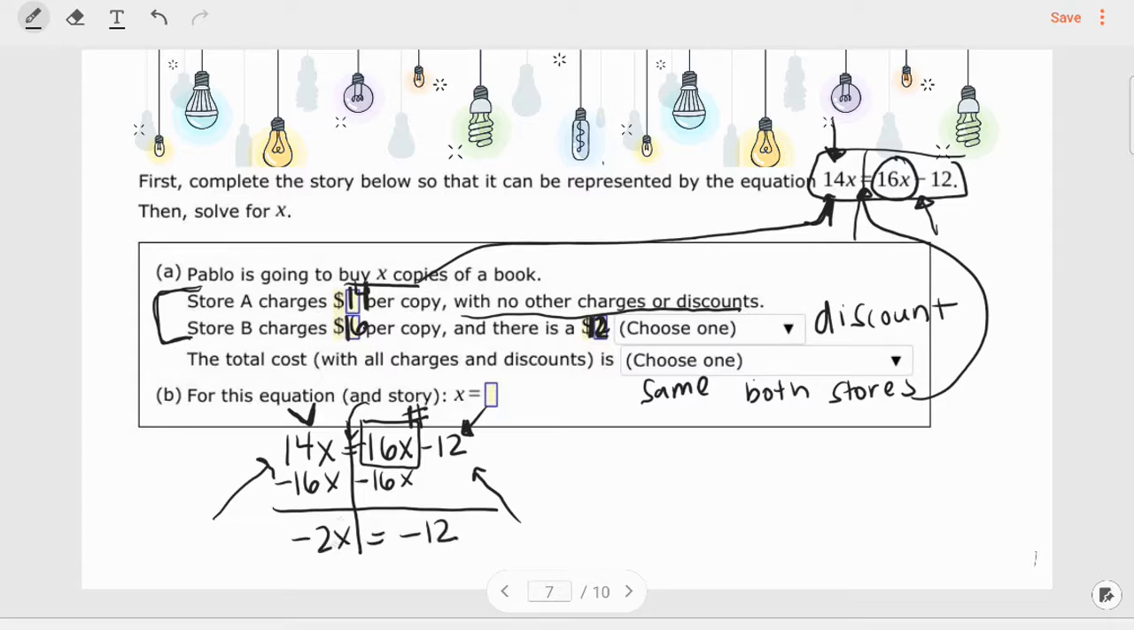How do I remove that negative 2? Remember, it's not minus 2. It's saying negative 2 times x. So I'm going to divide to undo my multiplication. And I'm left with x is equal to 6. So for this equation and for this story, if Pablo bought 6 copies of the book, it wouldn't matter which store he chose because they would charge the same.